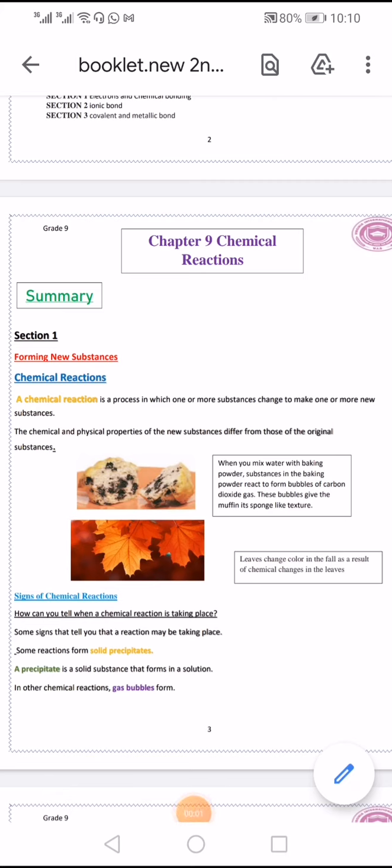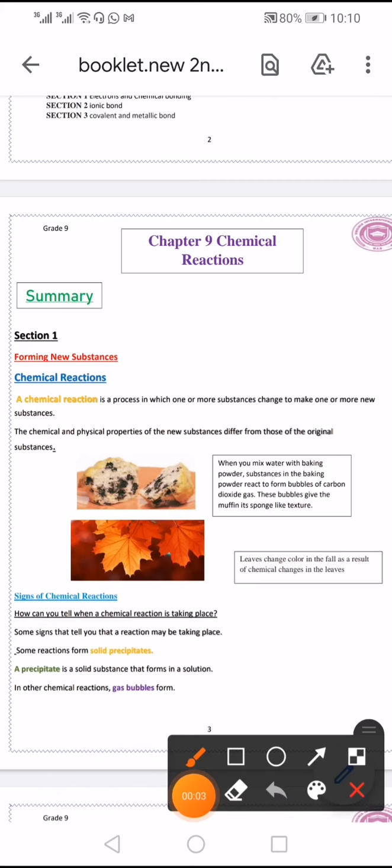Hope you are great. Today we are going to take chapter 9, chemical reactions, section 1, forming a new substance. First, we should know the meaning of chemical reactions.